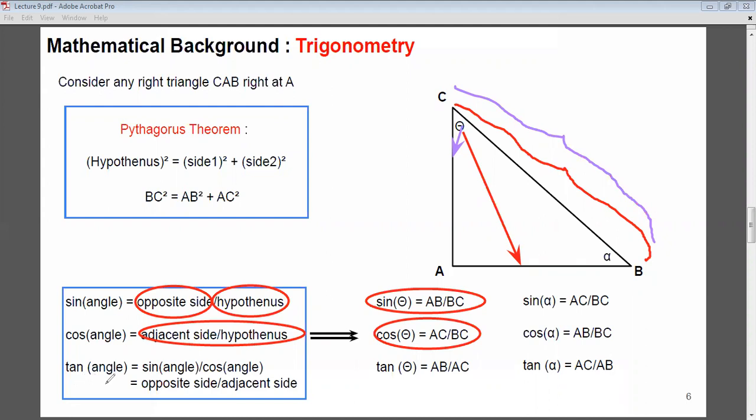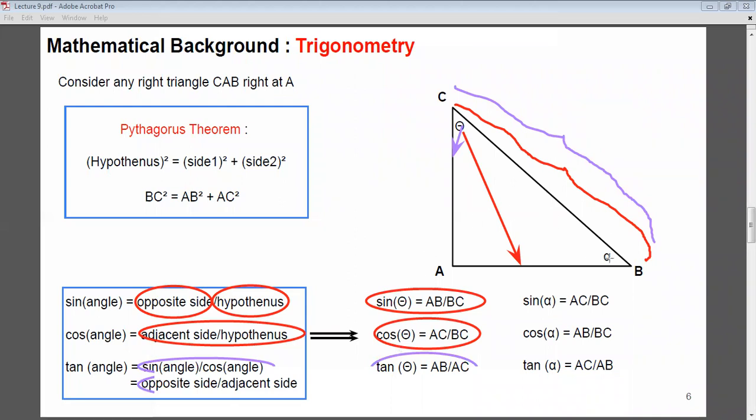Tangent of an angle, you just memorize it. It is the sine of the angle divided by the cosine of the angle. If we put now opposite over hypotenuse over adjacent over hypotenuse, we will get that the tangent is the opposite divided by the adjacent. So the tangent of angle theta is opposite, which is AB, divided by AC. So the tangent is AB divided by AC.